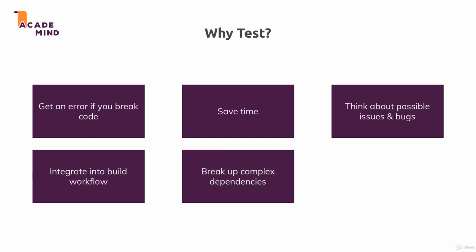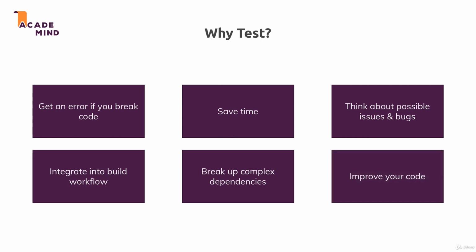We can also break up complex dependencies, and that is also something I'll show in this video. We have to make sure we write code that can be split up, that is modular, because this will make testing easier, and ultimately it will make working with our code easier. And it improves our code therefore. Since we are forced to follow certain patterns or to write code in a certain way, or at least that will make testing easier, we will write better code altogether.